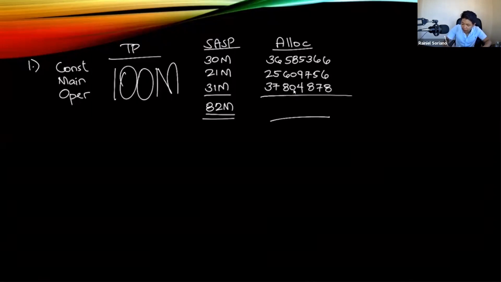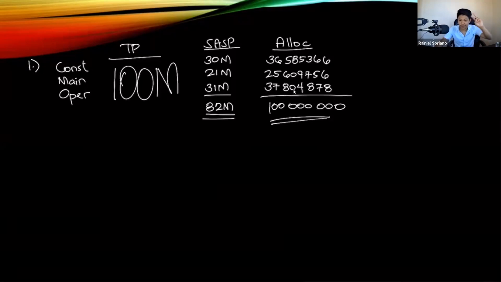And to make sure that you are correct, just add the three. So 36,585,366, plus 25,609,756, then plus 37,804,878. As you can see, that will give you a total of 100 million pesos. So that's requirement number 1, and that's an illustration or application of the adjusted market assessment approach.